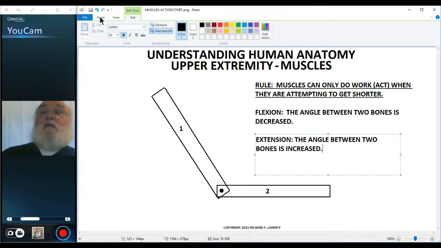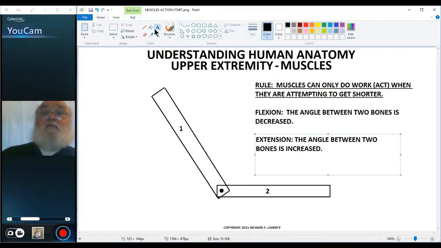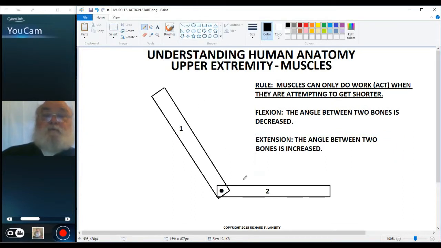So if we are looking at, again, our example here, if we make bone 2 move further away from bone 1, if we increase this angle, so if bone 2 moves in this direction, so that this angle between the two bones is increased, then that is extension.